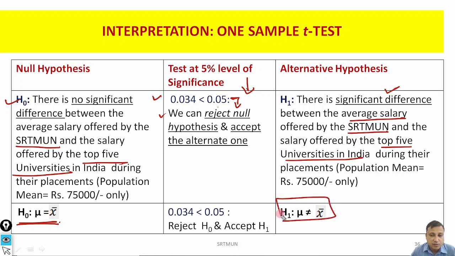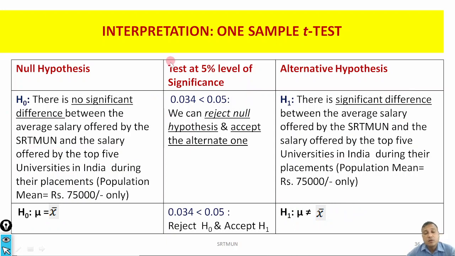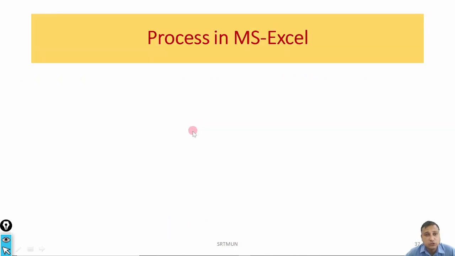That is why we accept this alternate hypothesis, and on the basis of this we go for the further analysis. So this is the way that we follow the procedures. This is the way that we perform a one sample t-test on our data, and we come to the conclusion.